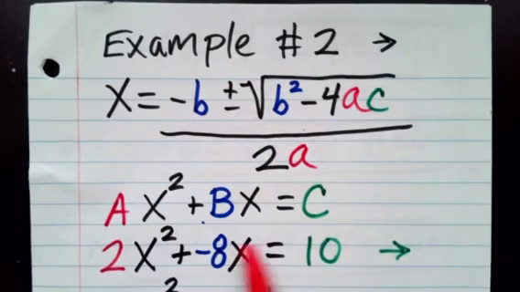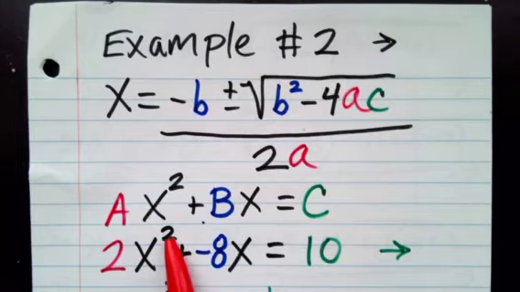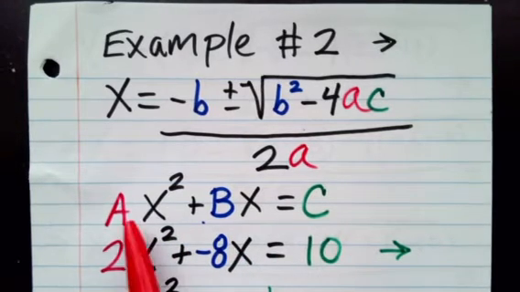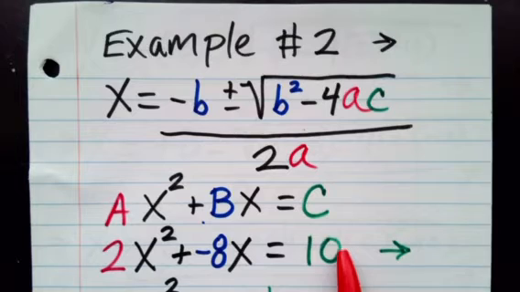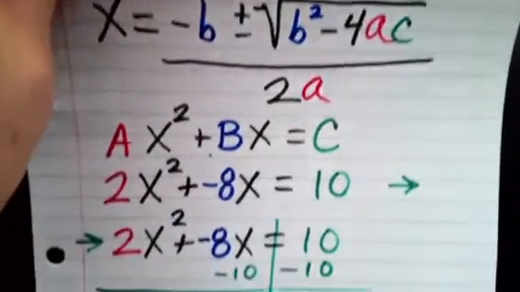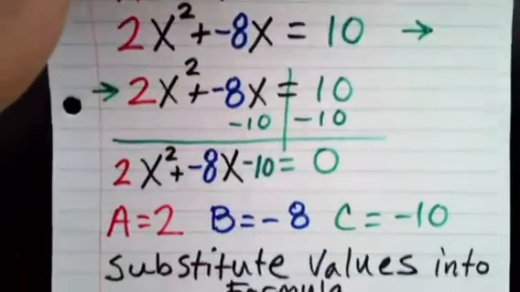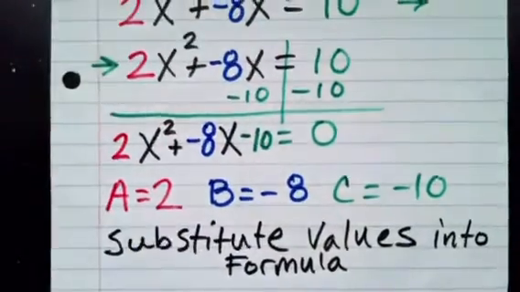So here's our example: 2 times x squared plus negative 8 times x equals 10. Now the value in front of your x squared is your a, the value in front of your x is your b, and the constant standing all alone is your c value. So here is how you would organize these values, right? You would organize your values like this.